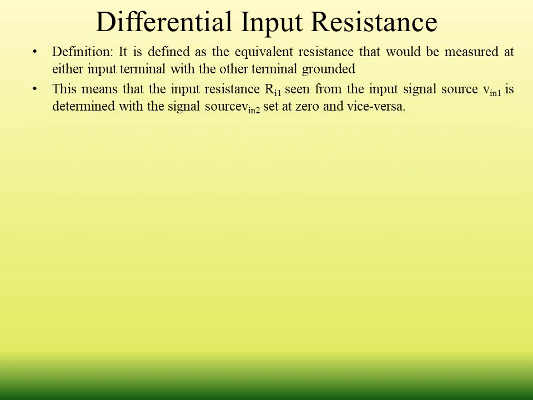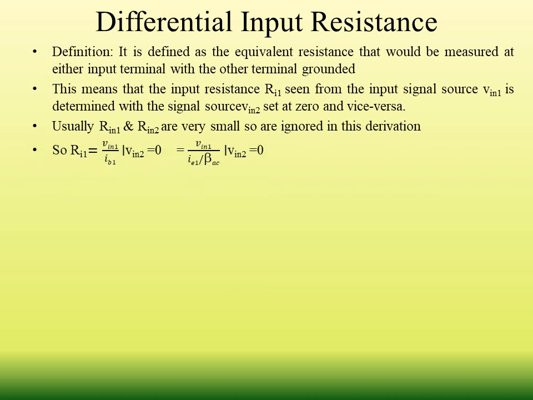This means that the input resistance Ri1 seen from input signal source Vin1 is determined with the signal source Vin2 set at 0, and vice versa. So if we calculate Ri1, then we'll have to put Vin2 to 0, and if we want to calculate Ri2, then we will have to put Vin1 to 0. Generally, Rin1 and Rin2 are very small, so in this derivation they are ignored.